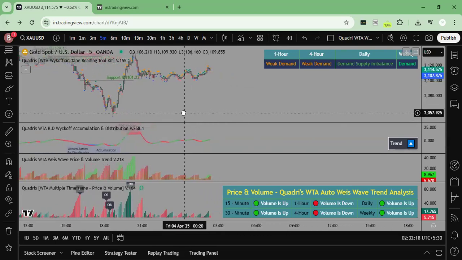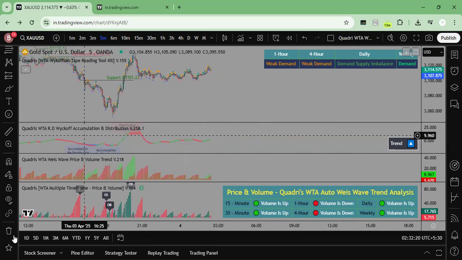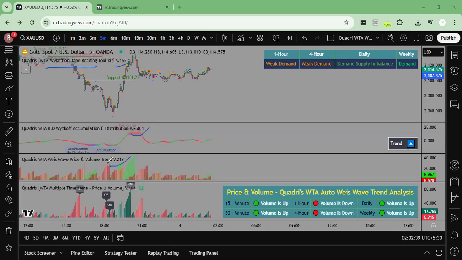So in this particular session, I'm going to discuss my final template which I use for trading based on Wyckoff. That is tape trading toolkit version 155, the new one 258 point, then 218 wise wave price and volume trend, and then multiple time frame price and volume wise wave version 164. So I use all these indicators aligned together to take any decision.